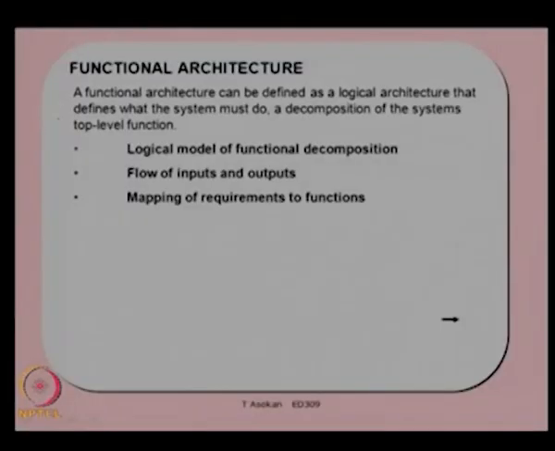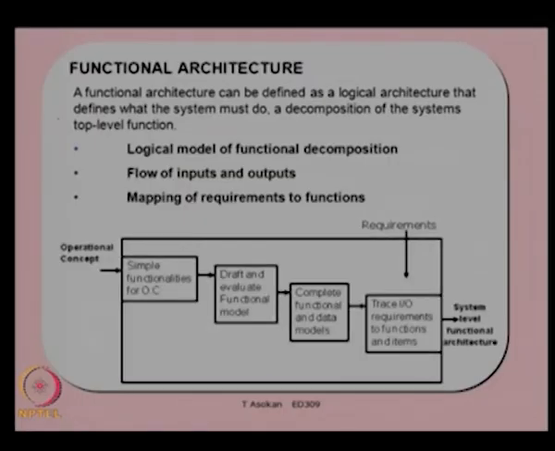So, basically if you have a functional architecture, we can identify the flow of inputs and outputs, as well as we can map the requirements to functions. So, we can see whether all the requirements can be satisfied with these functions or not, or we need to add more functions in order to satisfy some of these requirements. So, that is the advantage of having a functional architecture. So, basically a functional architecture gives you the sub functions and helps you to identify the flows of inputs and outputs, as well as to map the requirements to the functions.